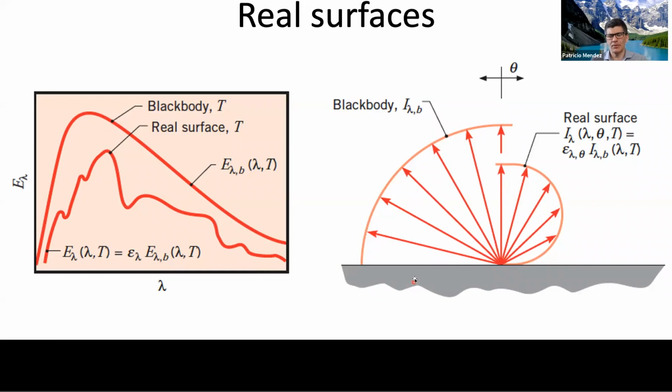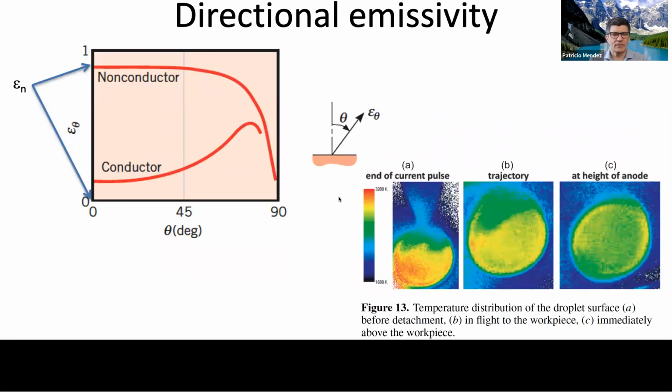The other aspect to look at is that real surfaces don't have the same emissivity. Even when they are diffuse emitters, they don't have exactly the same emissivity at all angles. And this is interesting.